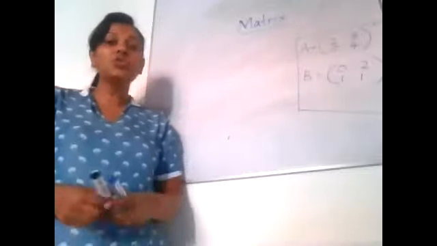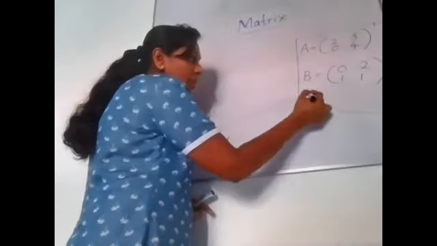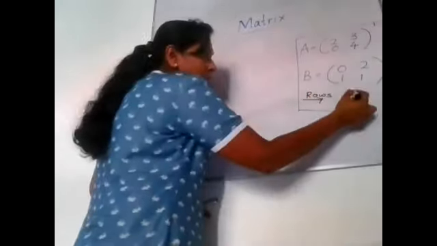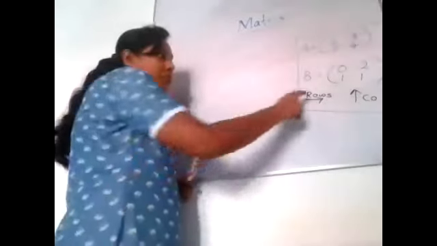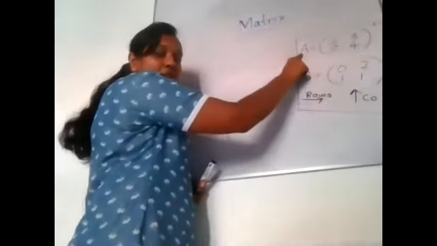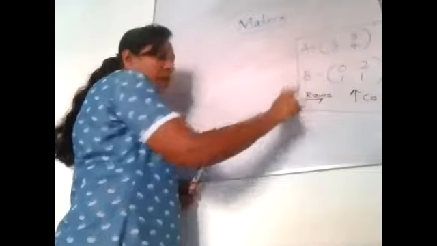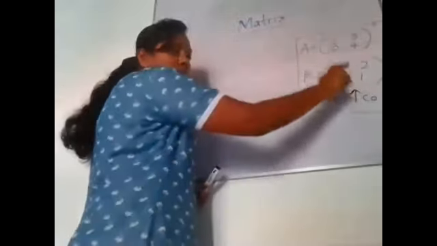The first thing is you should identify the rows and the columns. So we know this way these are the rows, okay? And this way we say the columns, right? So you should be able to identify the rows and the columns. Now in the A matrix, I have 2 rows and 2 columns. The similar way in B matrix also I have 2 rows and 2 columns, right?